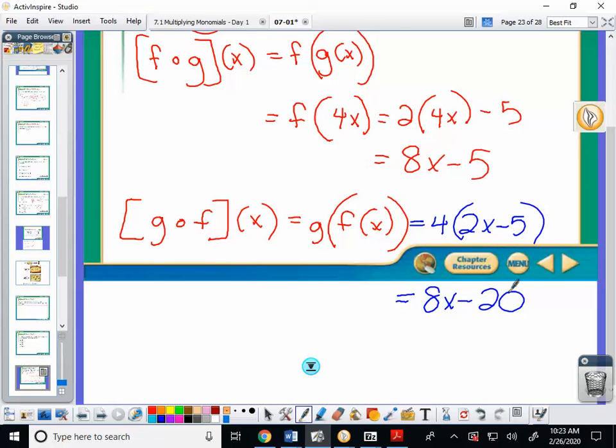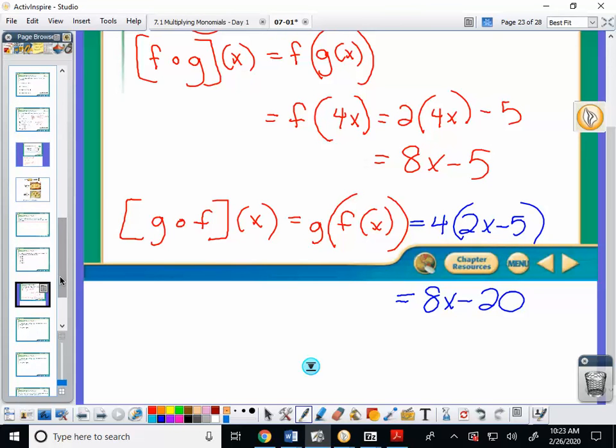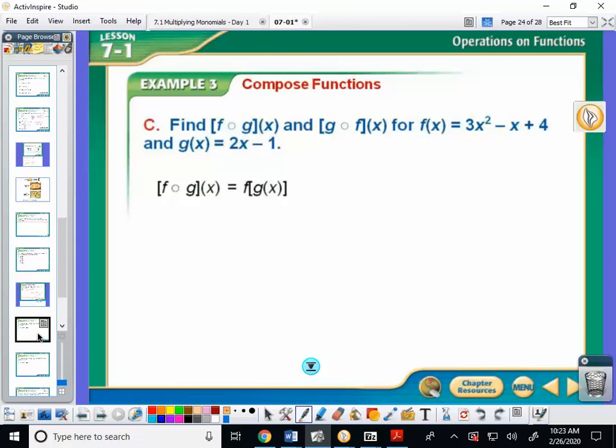Let's try another one. On letter B there, I do know there's a typo. On that f function, that should be 3x squared minus x plus 4. Would you go ahead and change that on letter B? On the f function, that should read 3x squared minus x plus 4. The g of x function is 2x minus 1.